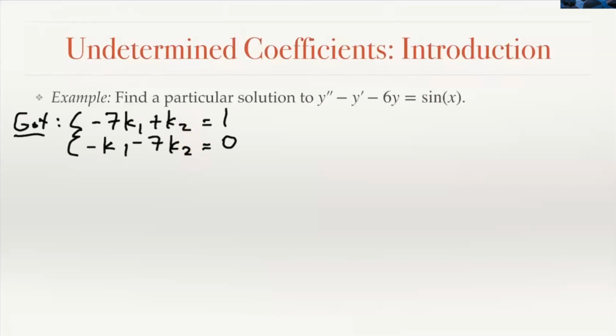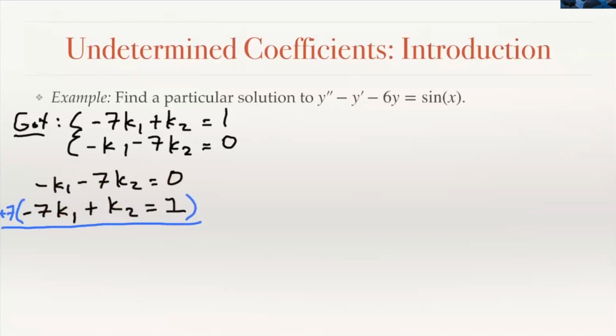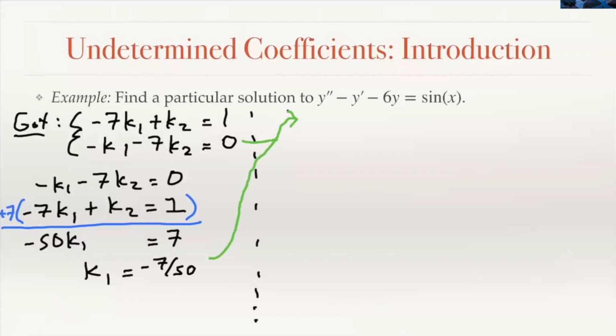So we got this system of equations from plugging in our guess and equating coefficients. Now let's solve that. We can do this in a few ways. Let's do it by elimination. Let's add 7 times the first equation to the second. Then we have negative 50k1, and minus 7k2 plus 7k2 goes away, is equal to 7. So k1 is negative 7 over 50. Therefore, plugging negative 7 over 50 into the equation, minus 7k2 is 0, and thus k2 is 1 over 50.